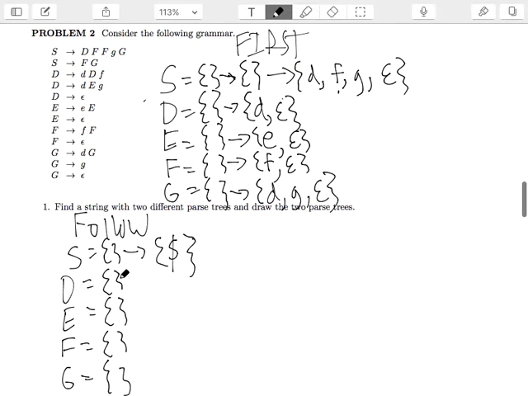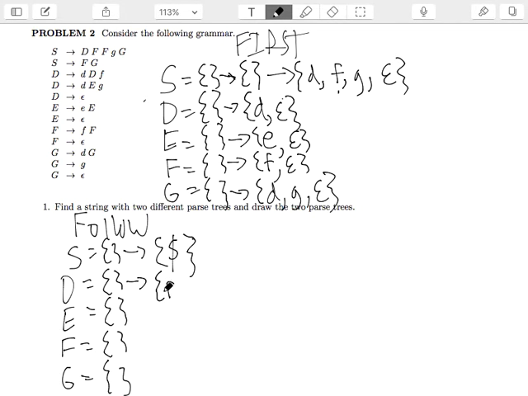So now the follow of D, sorry. Now I need to go through every single rule here and find where D appears. So I look here. I first say, is it the last symbol of the rule? Nope. Are there epsilons in the first set of all the symbols from after D to the end of the rule? No, because of this G. And then I say, okay, then I add to the follow of D the first of F minus epsilon.